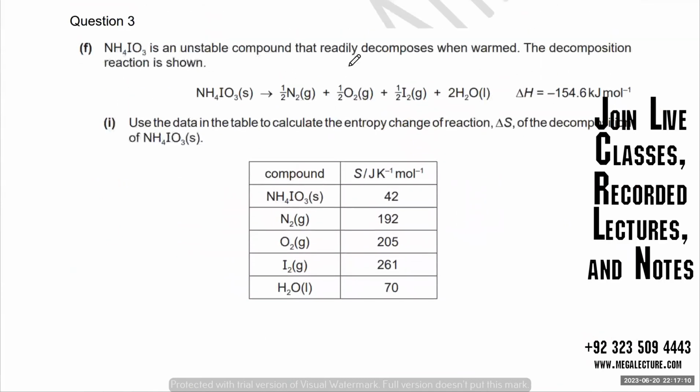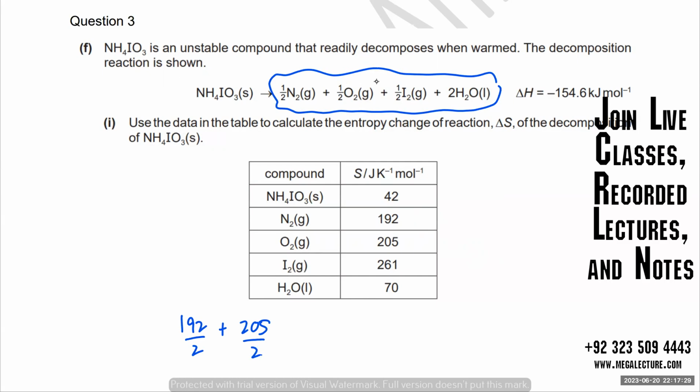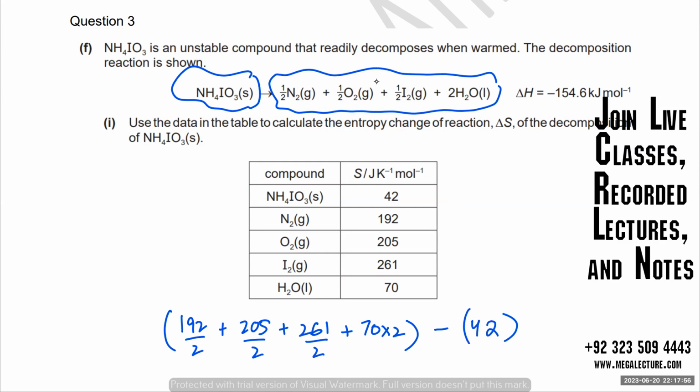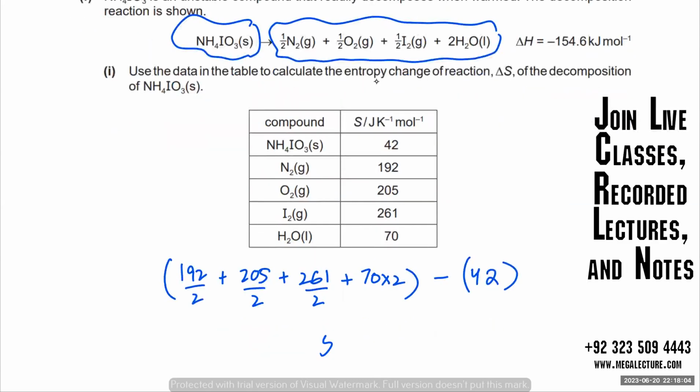Can you calculate the entropy change for this reaction? So product minus reactant. So the product is 192 divided by 2. O2 is 205 divided by 2. I2 is 261 divided by 2. And 2 water, that's 70 times 2. Minus the reactant, that's 42. So 557.5, 500 and 57.5.